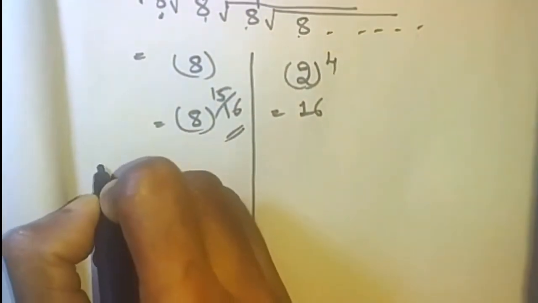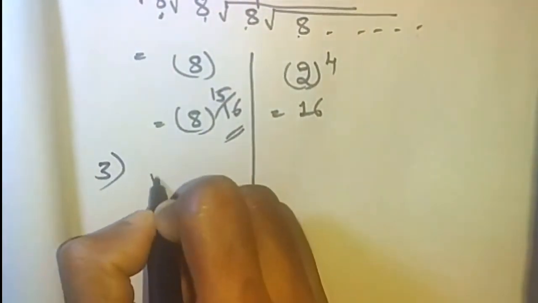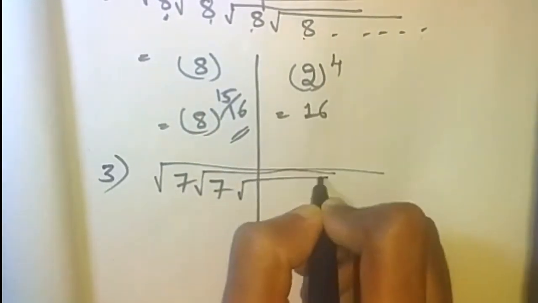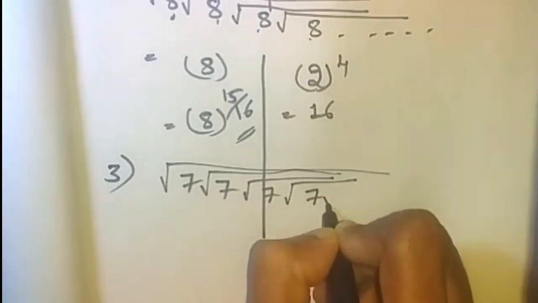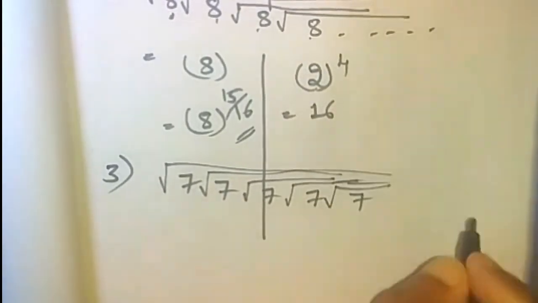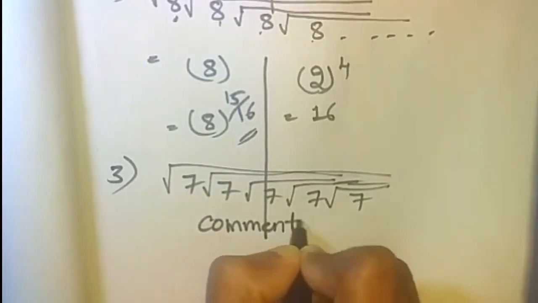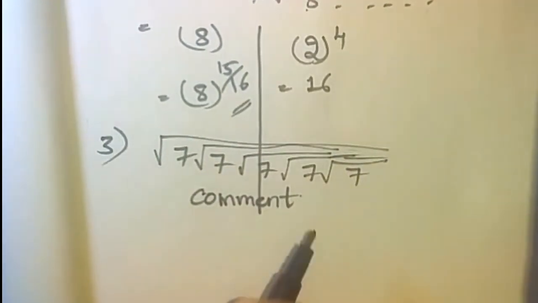Do this one as homework. Under root 7, under root 7, under root 7, under root 7, under root 7. Comment your answer.